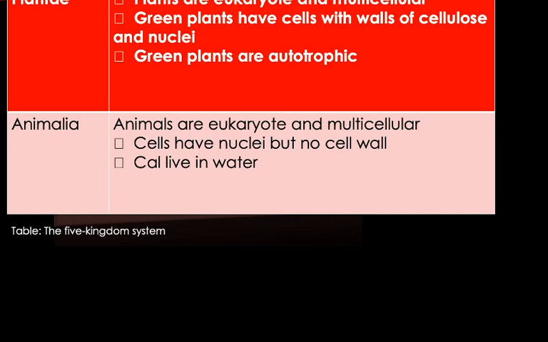And then we have Animalia Kingdom, which is of eukaryotic and multicellular organisms with cells that have the nuclei without the cell wall, as we know that the cell wall is only present in the plant cell. It is the outermost covering, and they also can live in water.